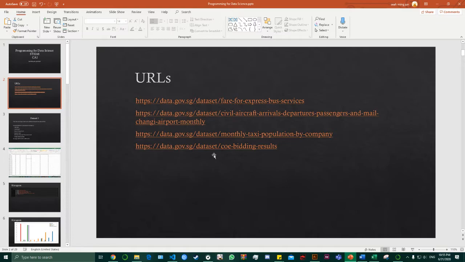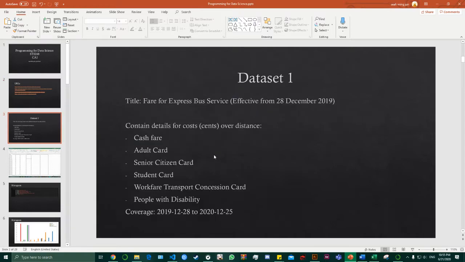So the URLs will be taken from the government for Singapore datasets regarding land or transportation data. The first one will be fare for express bus services. Second one is civil aircrafts regarding arrivals and departures for passengers. The third one will be the monthly taxi populations by companies, and the fourth will be certificate of entitlement bidding results.